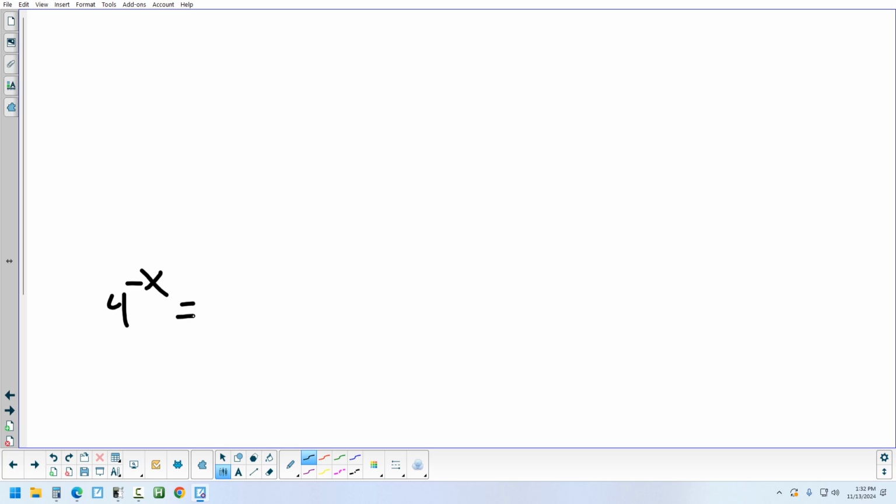We don't want to have that negative exponent. So the first thing we do is take the 4 and do what? Flip it. 1/4. And then parentheses x. That's how you get rid of a negative exponent. You take the base, flip it, and then the exponent turns into a positive.